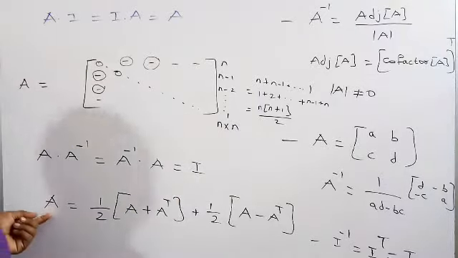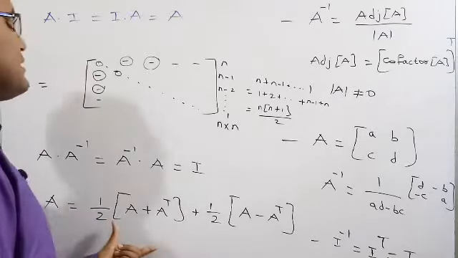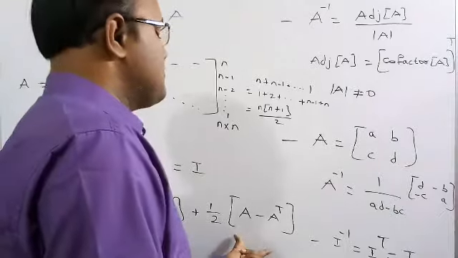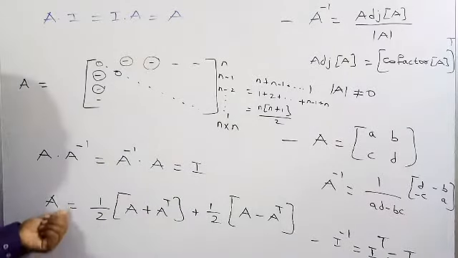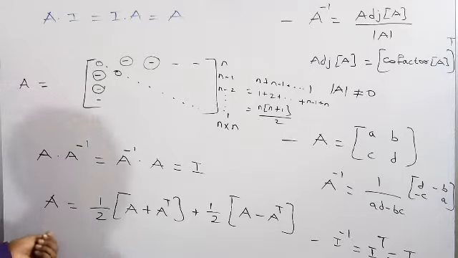Another point is that any matrix A can be split into a symmetric matrix and a skew symmetric matrix. This matrix always has to be a square matrix.